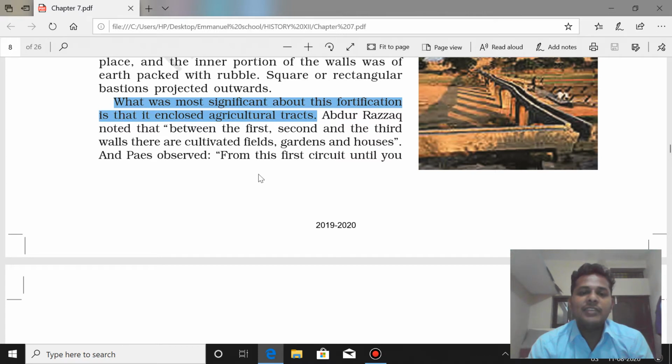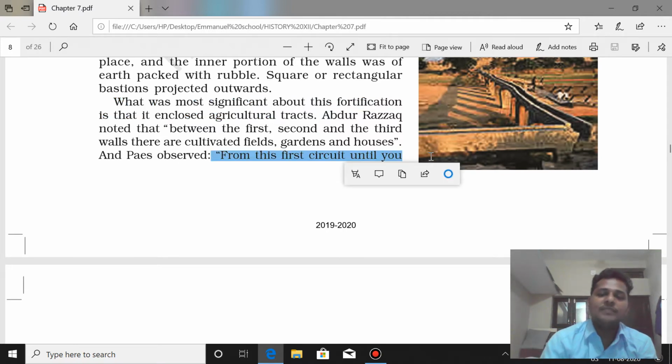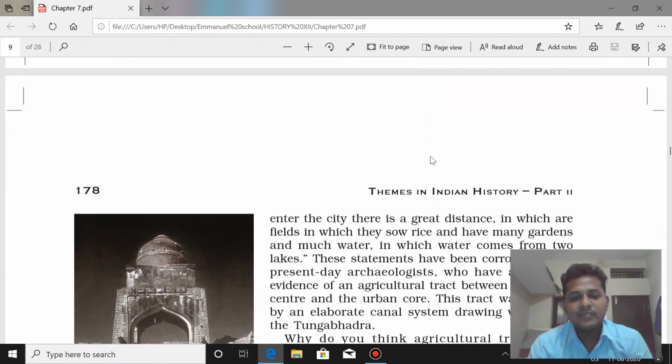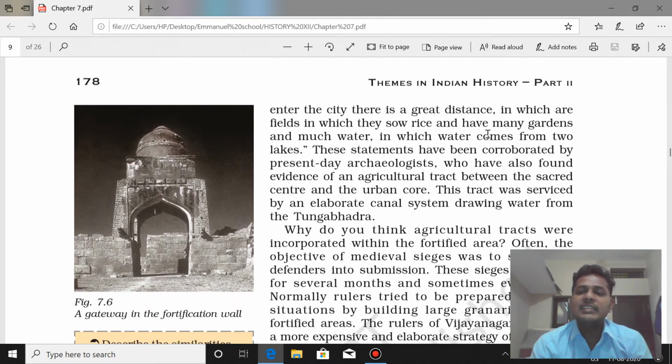एक के बाद एक field, garden, and house सब है. And another person called Domenico Paes, he observed from this first circuit until you enter the city, there is a great distance in which are the fields in which they sow rice and have many gardens and even much water, in which water comes from the two lakes and all that.